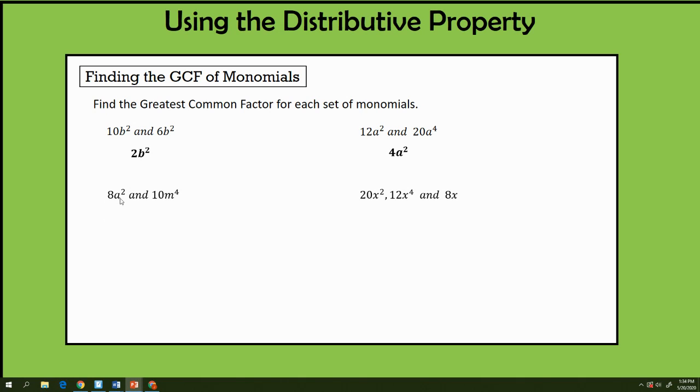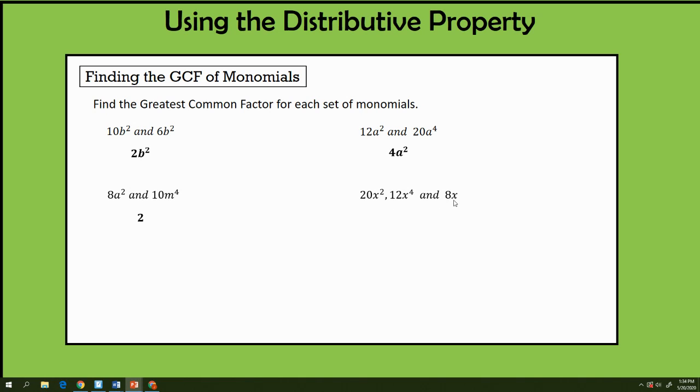Now move to the variables. This one has a's, this one has m's. They're not the same variable, so I can't take anything out variable-wise. So the GCF for these two terms is just the number 2. Okay, the GCF can just be a number, it can be just a variable, or like you've seen up here, it can be a product of numbers and variables. It all depends on what you're given.